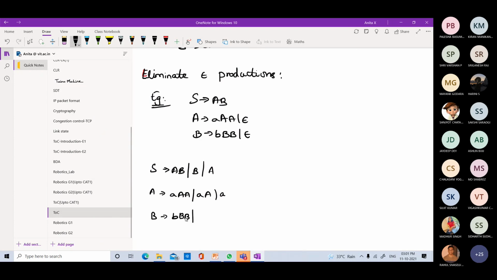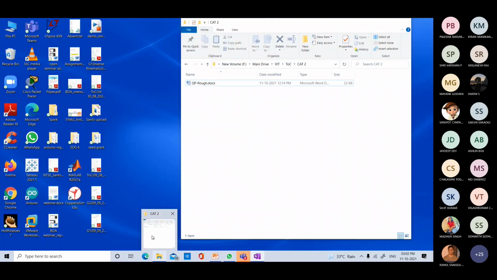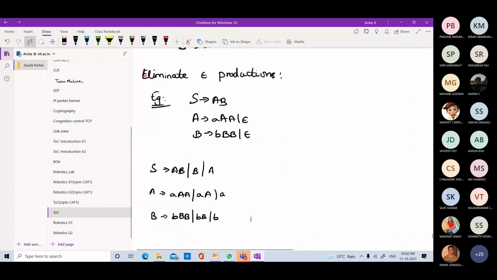So here again, I have to eliminate epsilon. So what will be the... Yes. So if this B is epsilon, I will be having B. If this B is epsilon, I will be having B. And then if both the B's are epsilon, I will be having only B. Yes, good. So this is how we will be eliminating the epsilon production. Hope it is clear to you all, right?